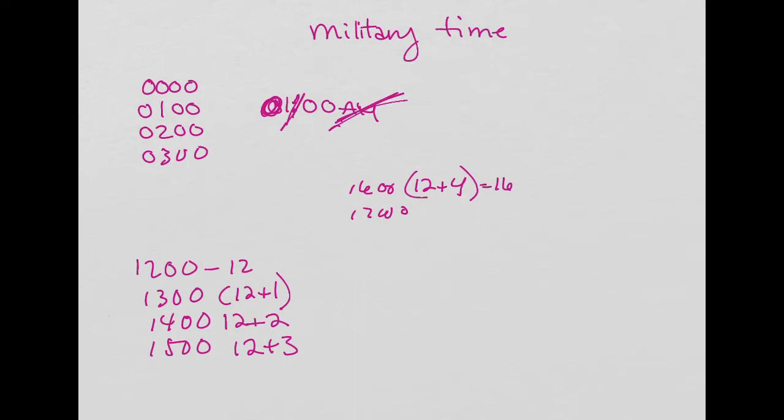But if you want an easier way to memorize it in your mind, you can do 12 plus 1 is 13, 12 plus 2, 12 plus 3, 12 plus 4, 17 is 12 plus 5. And that will get you to the military time. So 12 plus 5 equals 17. So 5 o'clock, 12 plus 5, is 1700. And that is it.